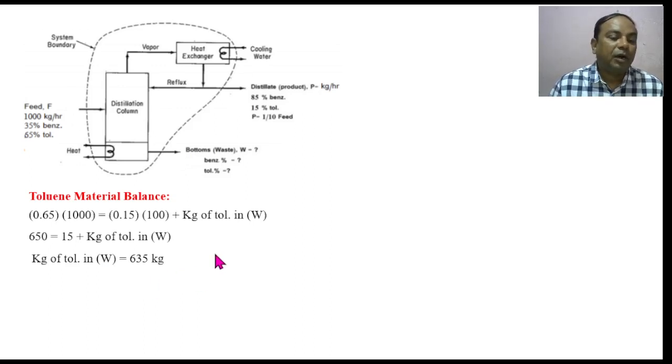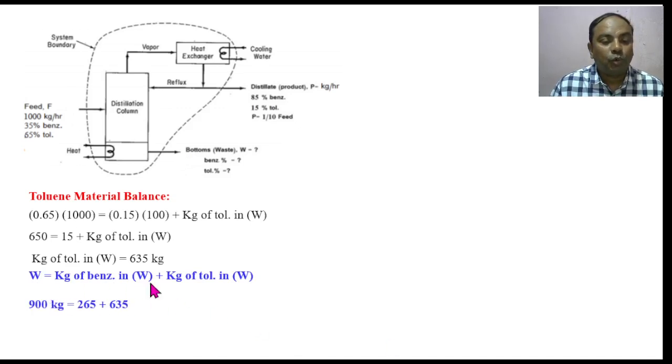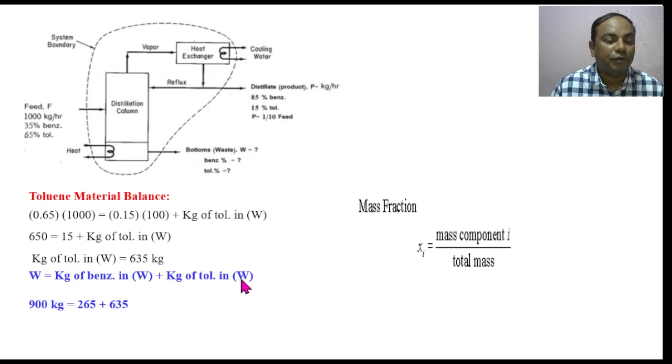So here we have found the total material balance as well as the material balance on each individual constituent that forms the feed mixture. For the total mass balance, W is kg of benzene plus kg of toluene, and this comes out to be 900 kg.